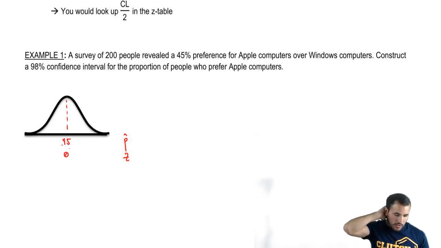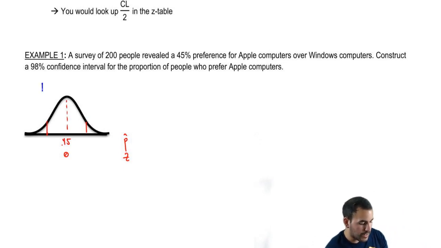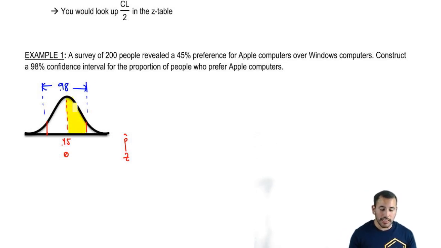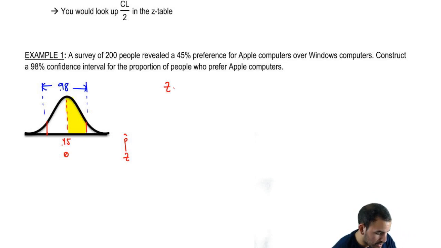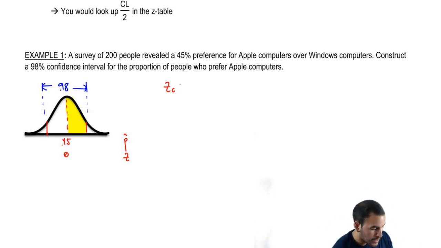Cool. So we want a 98% confidence interval. So that means, here's our cute little interval. We got 98% in between these bad boys. And again, we're just going to look up half of that, right? So let's get the z critical, because that's our first step anyways. We just have to get the critical z, and then we work towards our margin of error, and then we get the full confidence interval.